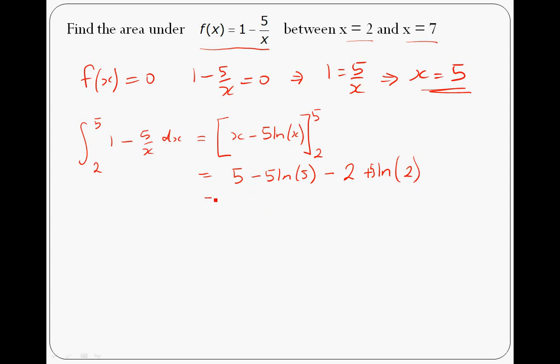which, if we work that out, will give us 5 minus 2 is 3, and bringing the logs together, that will give us plus 5 times log 2 minus log 5, which is log 2 over 5. Okay, and the other integral will be between 5, the crossing point, and 7.